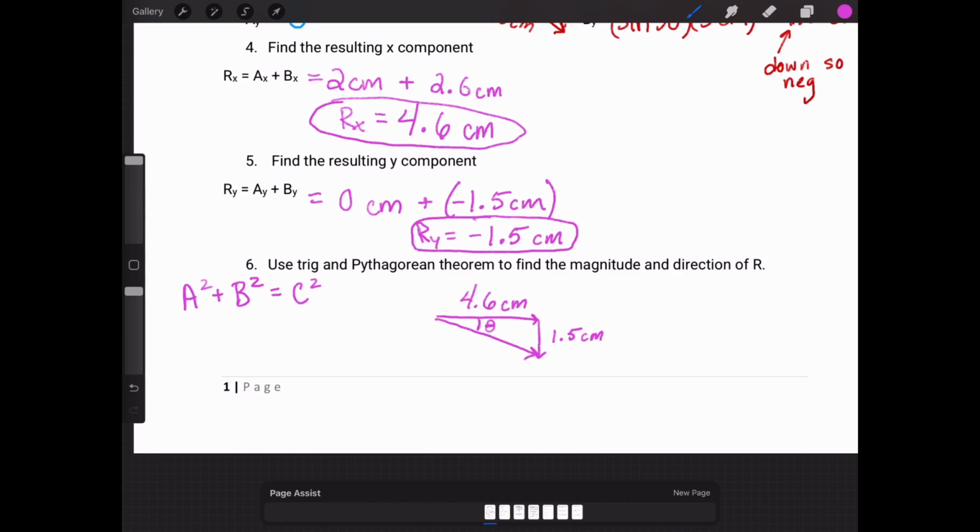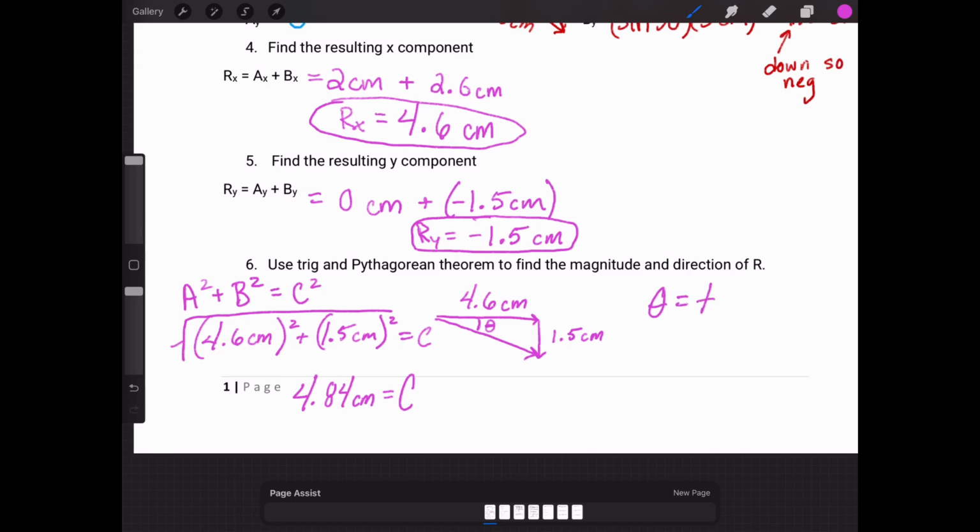To figure out our resultant magnitude, magnitude, remember, means size, a squared plus b squared equals c squared. So 4.6 squared plus 1.5 squared equals c, as long as we square root all of it. We plug that into our calculator. Please make sure that you use parentheses when you need to use parentheses. If you have negative values in for 1.5, it will still work, but if you square negative, it's going to be positive anyway. And we find 4.84 centimeters for our value for c.